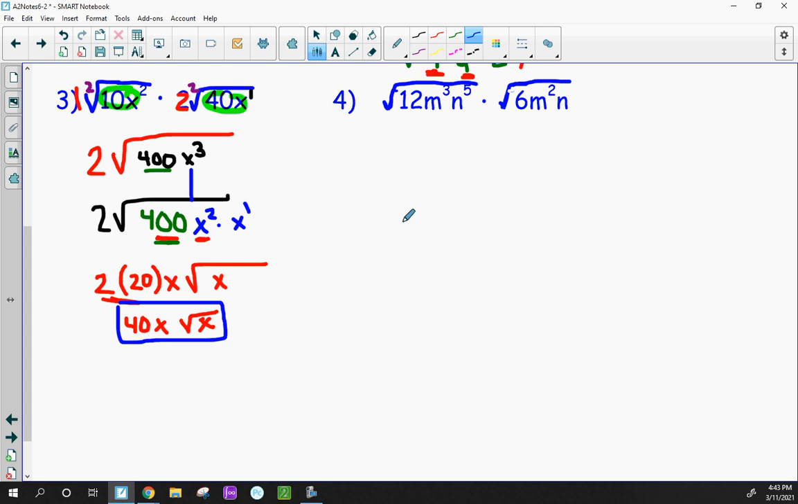Okay, question 4. We got a multiplication again. We look at the index numbers. They are the same. I don't see numbers in front, so that's 1. I'm going to go ahead and multiply the radicands together. Again, you can multiply anything together in algebra. So 12 times 6, that's just 72. M to the third times M to the second is M to the fifth. We're going to add powers. N to the fifth times N to the first is N to the sixth.